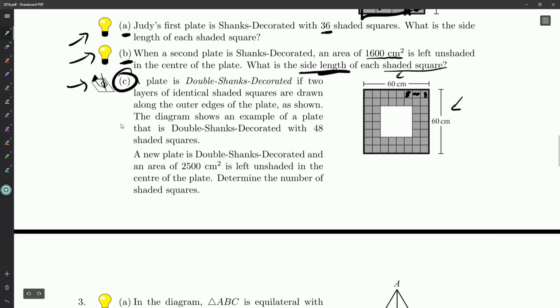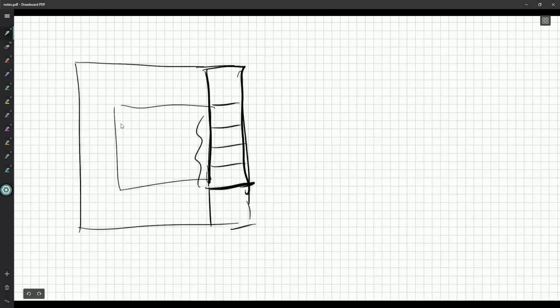Alright. A new plate, we can see they're also still 60 centimeters, these plates. A new plate is double Shanks decorated, and an area of 2,500 centimeters squared is left unshaded in the center of the plate. Determine the number of shaded squares. So it should be basically the same reasoning as in B. I'm going to make it a little nicer because I have to explain myself.